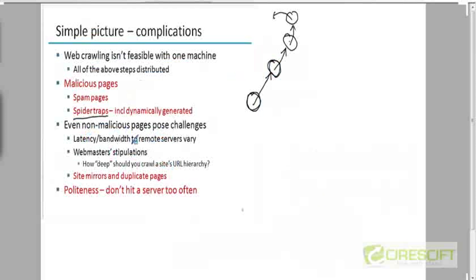Now, even if a page is non-malicious, there could be several challenges. One of the challenges could be that the servers from which you are getting these different pages, the latency and bandwidth to those servers could vary. So some servers could take a very long time to return you the page that you are looking for, because the bandwidth to those servers may be very low, or the server may not be a very efficient server. It could be very slow.